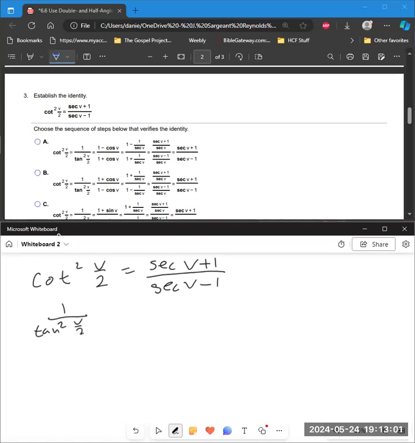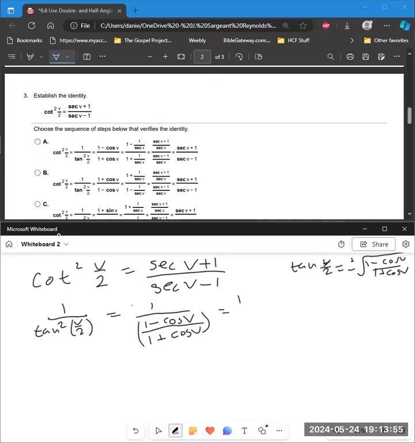tangent squared of v over 2, which is going to be equal to, by definition, 1 over 1 minus cosine of v over 1 plus cosine of v. That's what tangent squared of v over 2 will be, because tangent of v over 2 would be plus or minus the square root of this over this. So when I square both sides, I'm getting rid of the square root, but I'm going to multiply by the reciprocal, and that changes it into this.